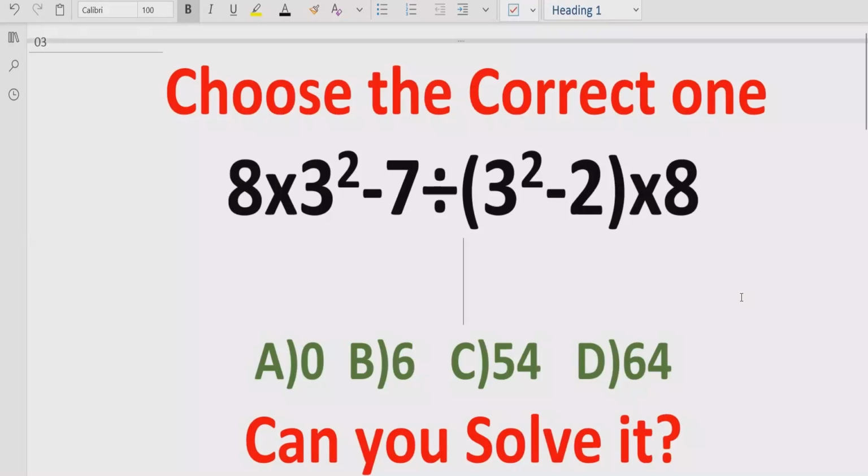Today we will solve another quiz which is related to arithmetic expression. The quiz contains the basic operations: addition, subtraction, multiplication and division. So we have to solve this quiz using the PEMDAS and BODMAS method and find out the correct answer. In the answer list we have four answers. A is 0, B is 6, C is 54 and D is 64. So let's see after solving it which answer is correct.